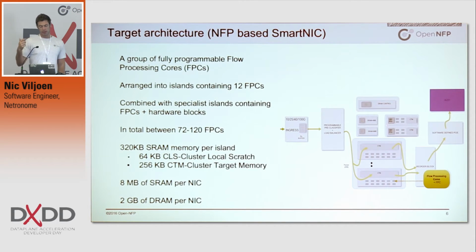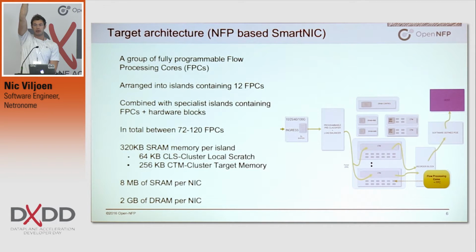Along with that, you've got, I think, 12 kilobytes of local memory per core on each of these 72 cores. And then per island, you've got 64 kilobytes of local scratch and 256 kilobytes of target memory. Now, the target memory is where packets will sit. So if you see within this system, you have the packets coming through the ingress. They hit a programmable pre-classifier. This is what ensures that afterwards we can reorder the packets correctly, because obviously if you have 72 different cores with 500 odd threads running at once, there's a lot of reordering to do at the end.